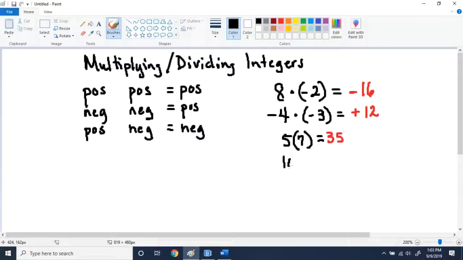Okay. 10 times negative 2. The signs are different. There's a positive and a negative number. So our answer is going to be negative. Multiply. 10 times 2 is 20. Negative 9 times negative 8. Two negatives is a positive, so 9 times 8 is 72.